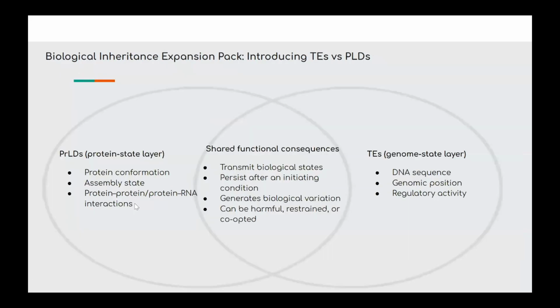We want to be clear that we're not saying that prion-like domains and TEs use the same mechanism. It's clear that they don't. Prion-like domains act through things like protein shape, assembly, and interactions, and TEs act through DNA sequence. But if we zoom out, we can see that sometimes they both create states that persist, generate variation, and alter larger biological systems. So my comparison is more about what they do rather than how they do it. We're comparing them as functional analogs.